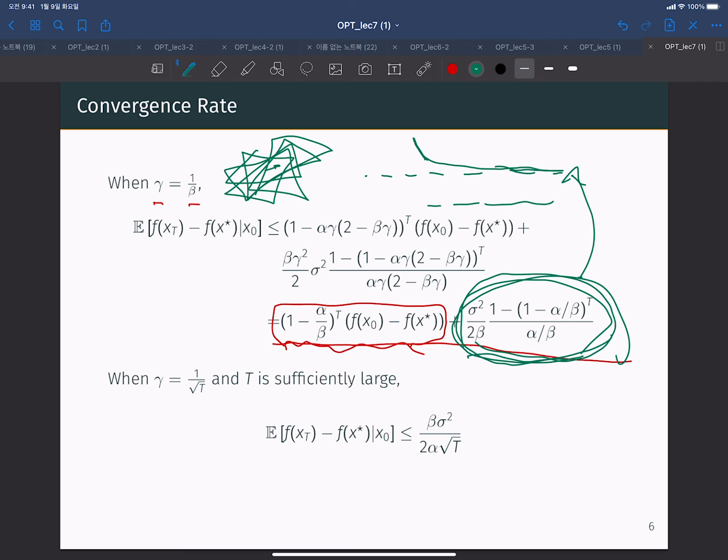Okay, actually, you can simply check the trajectory of stochastic gradient descent with constant step size. In that case, I'm pretty sure you observe a very oscillating trajectory.